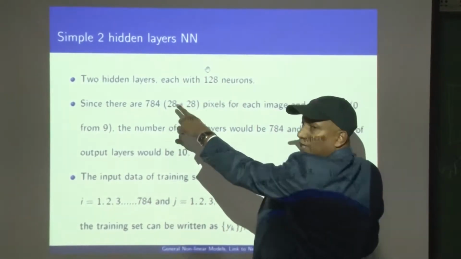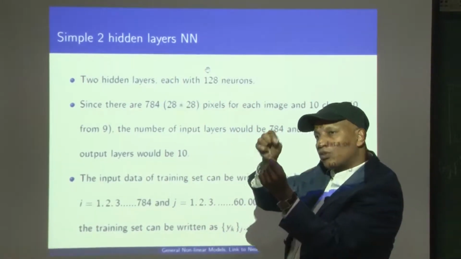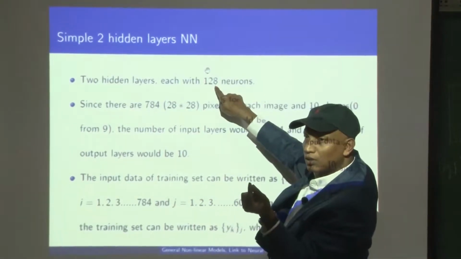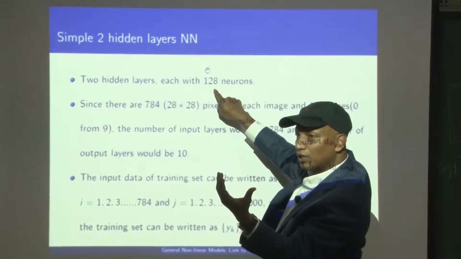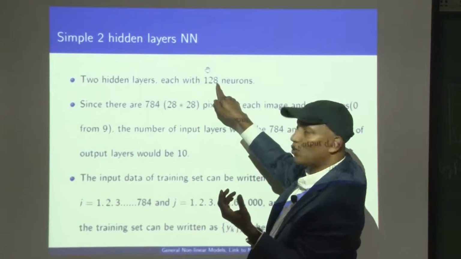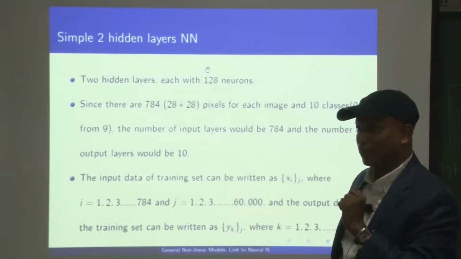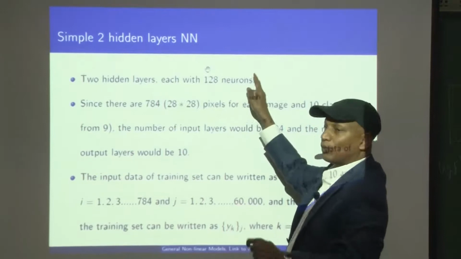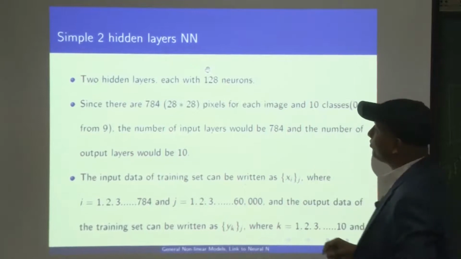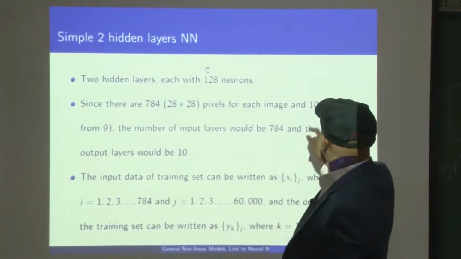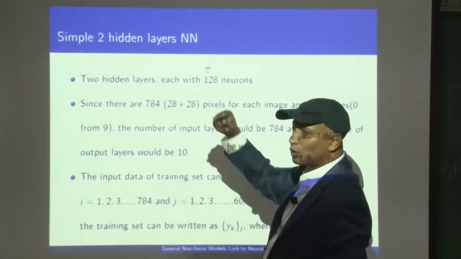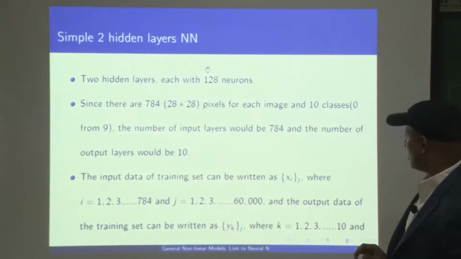28 by 28 is 784. So that means 784 coefficients immediately for each neuron. At the first level, the number of coefficients is 784 times 128. You can calculate how much that would be. Then we have the second layer, with another 128 of them. The number of inputs would be 784 and the number of outputs would be 10, because the output is 10 dimensional.